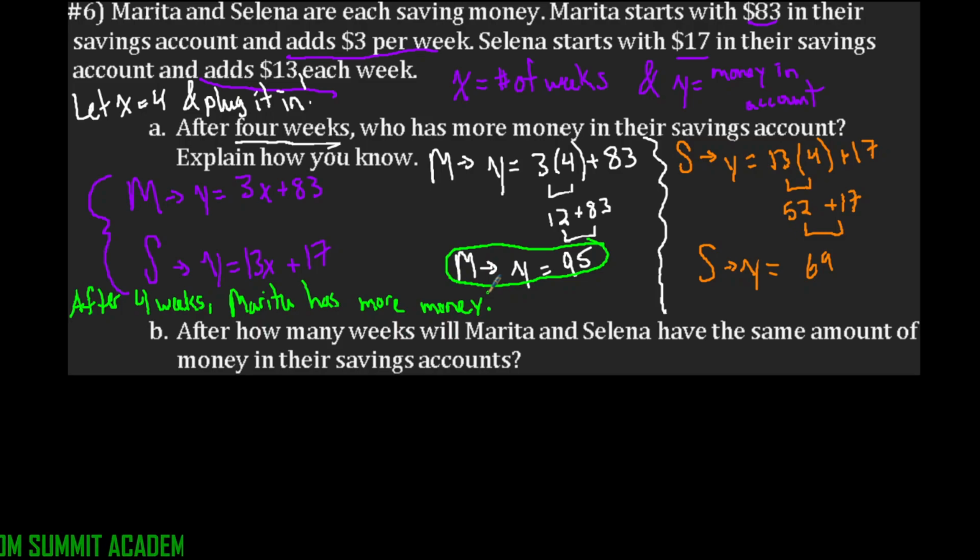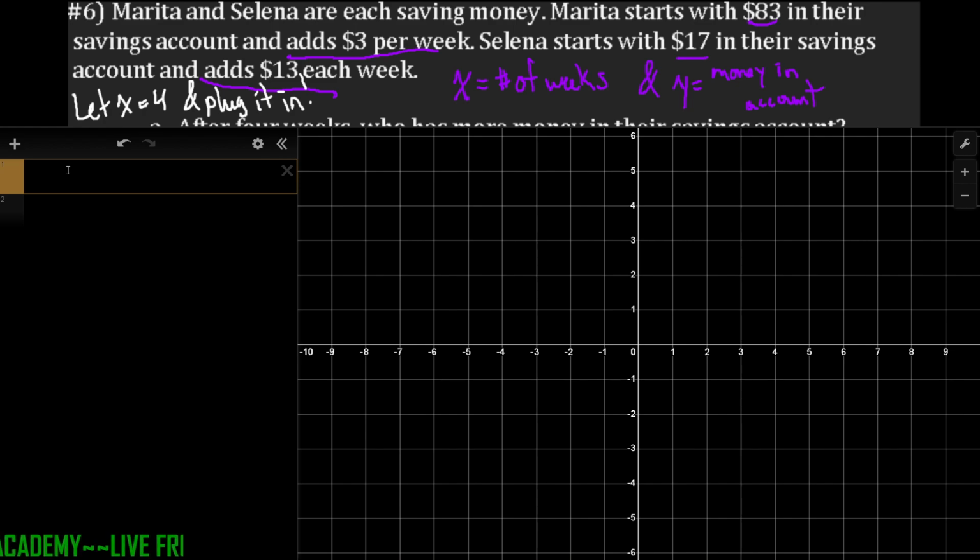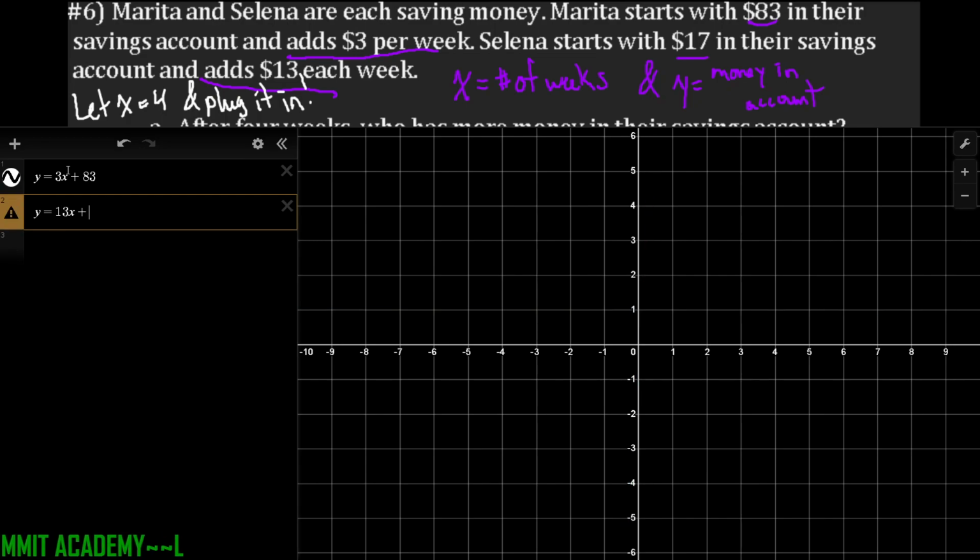All right, so for part B, it says, after how many weeks will Marita and Selena have the same amount of money in their savings account? So what I suggest you do is graph the system. So what you can do is pull up your graphic calculator, have your two equations ready. So we said our first equation for Marita was y equals 3x plus 83. And our second equation was y equals 13x plus 17.